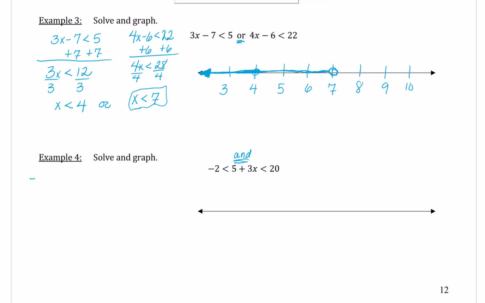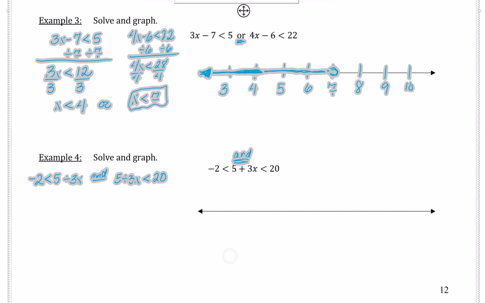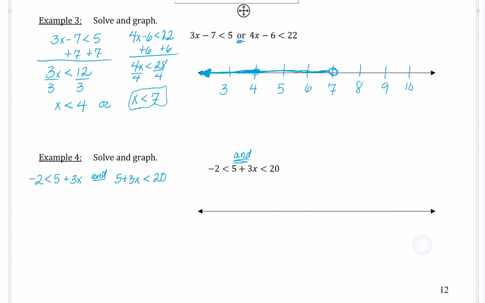So we're going to split them up like 2 different inequalities. So it's like we cover the last inequality, and we solve -2 is less than 5 plus 3x, and 5 plus 3x is less than 20. So we want here where both things are true, so where they both intersect. So I'm going to subtract 5 on both sides. And -7 is less than 3x, and then divide by 3.